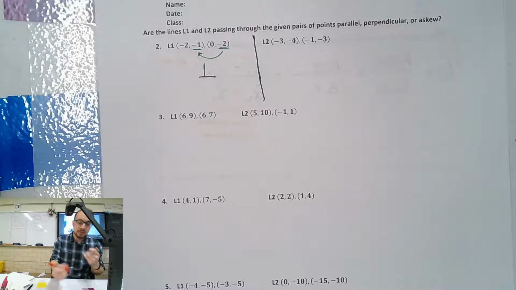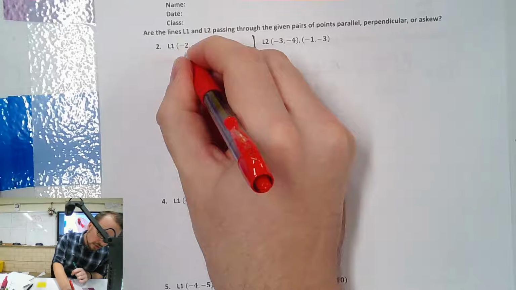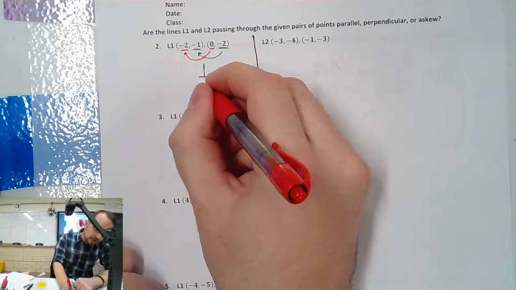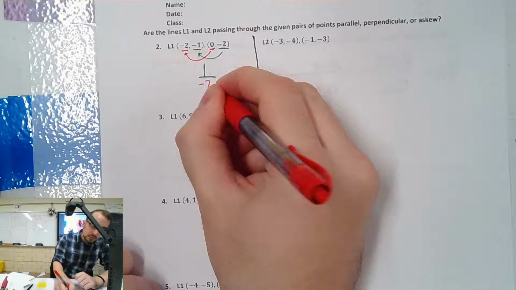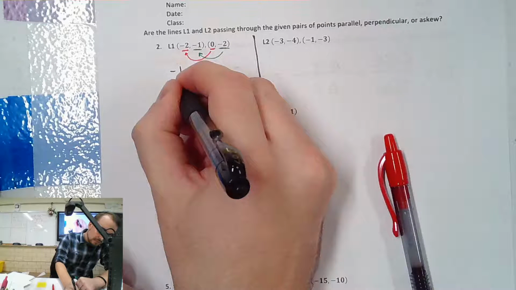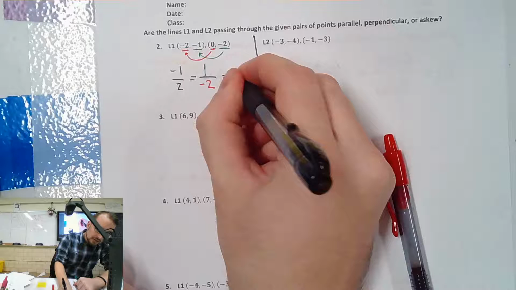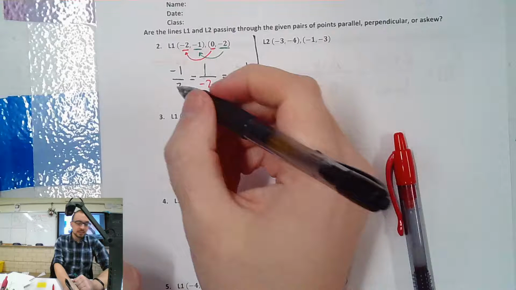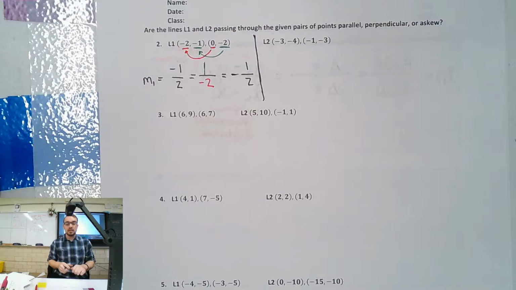Just be consistent. If I start on 0 and I go to -2, how much did I change horizontally? -2. So my slope is 1 over -2. There are lots of ways I could write that. I could also write it like this. I could also write it like this. They're all the same, right? One negative sign. So that's the slope of the left equation, the left line, right?